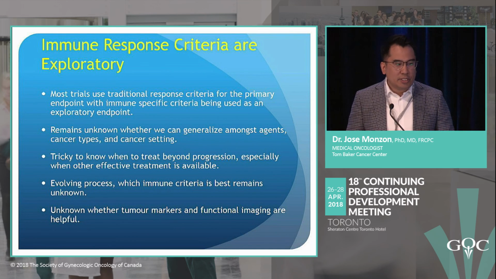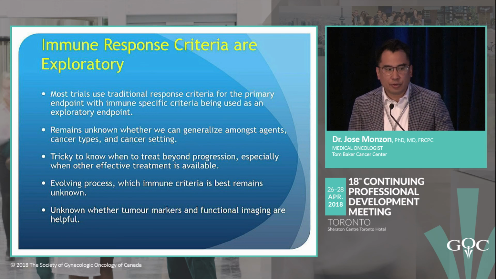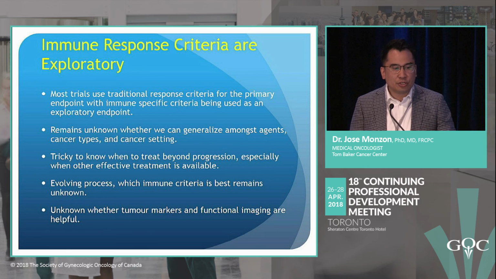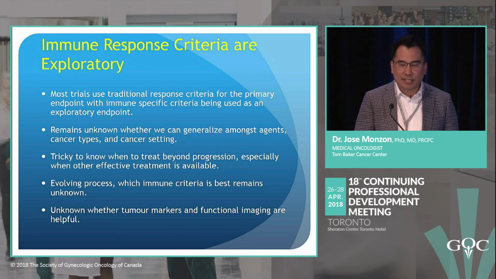So to summarize this part of the talk, immune response criteria are exploratory. Most trials use traditional response criteria for the primary endpoint, with immune-specific criteria being used as an exploratory endpoint. It remains unknown whether we can generalize amongst agents, cancer types, and cancer settings. It's tricky to know when to treat beyond progression, especially when other effective treatments are available.